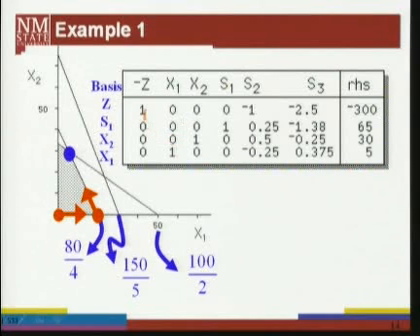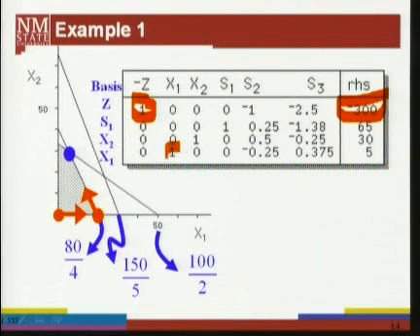Of course, you should be able to get the same optimal solution from this final table, right? Here, negative g equals negative 300, and here, x1 equals 5, x2 equals 30, and s1 equals 65. Okay? That's the optimal solution.